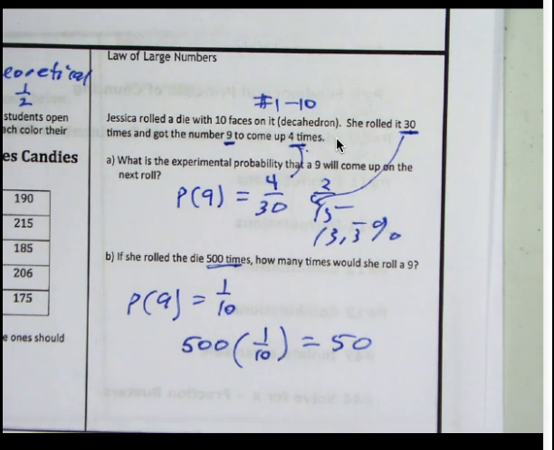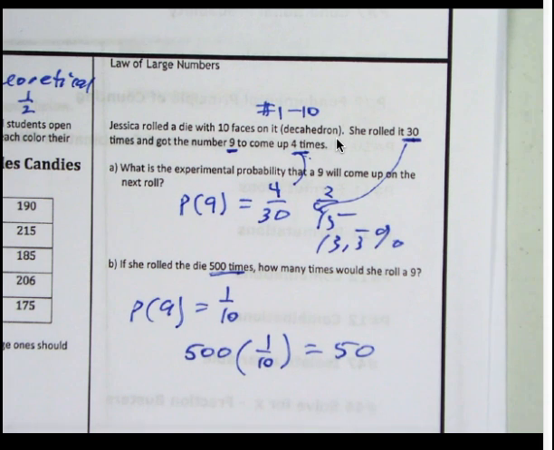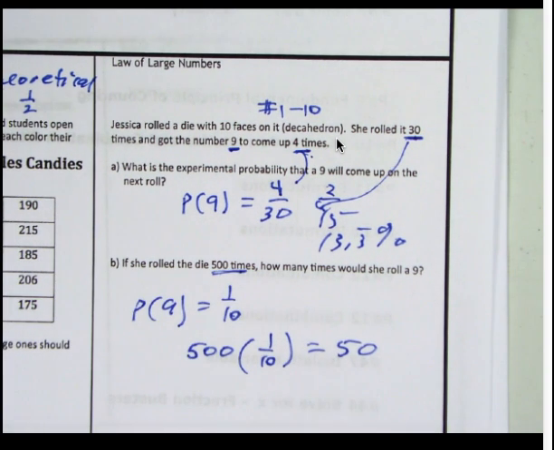So the big idea for the law of large numbers is you base your decision off of the theoretical probability. What does the theory tell us that probability should be? And then you simply multiply by the number of times you're rolling or counting or flipping or picking a card, whatever it might be.